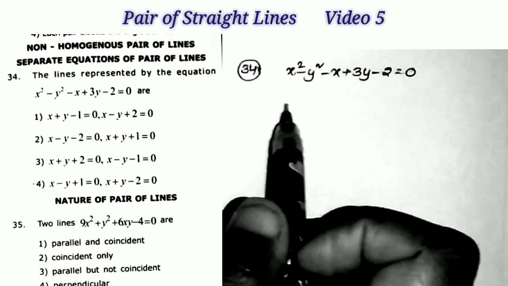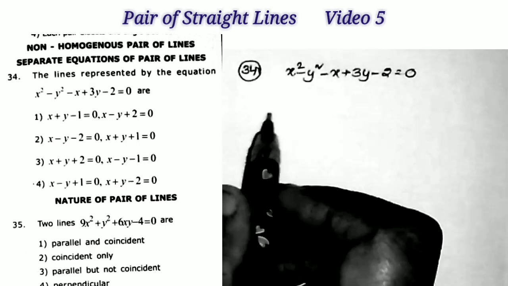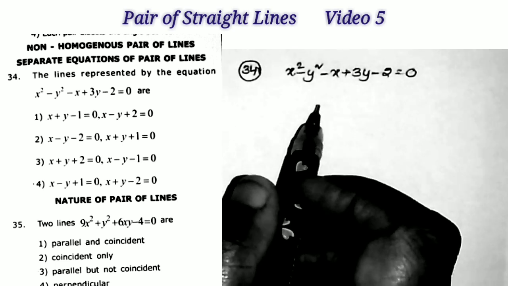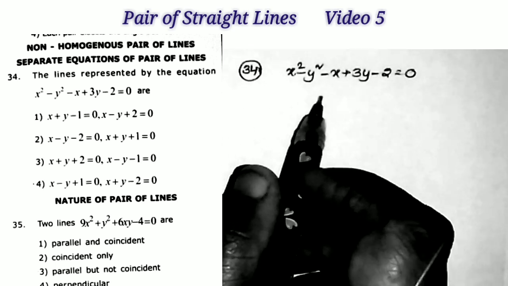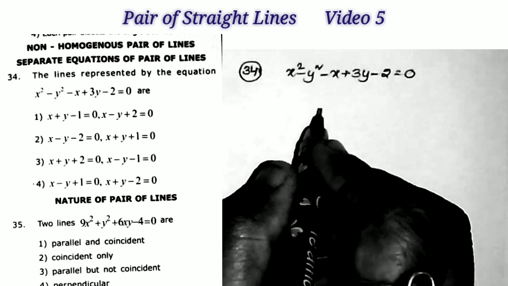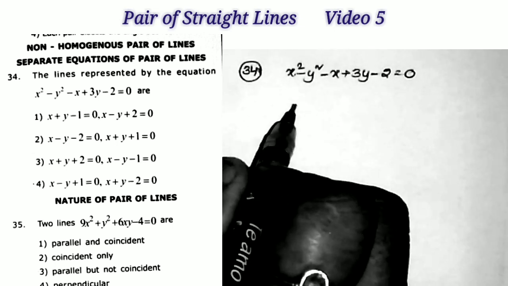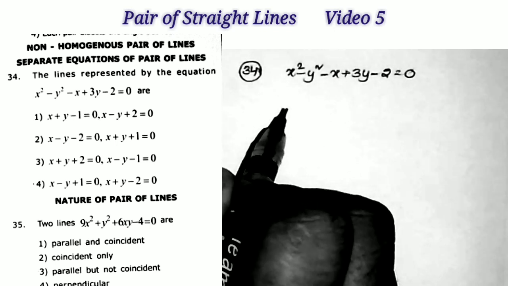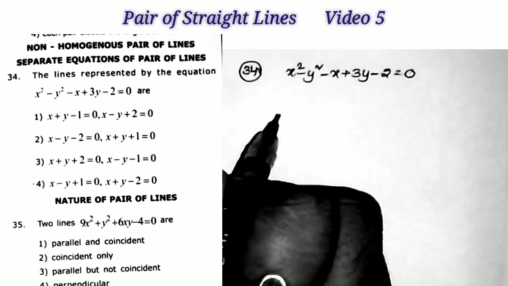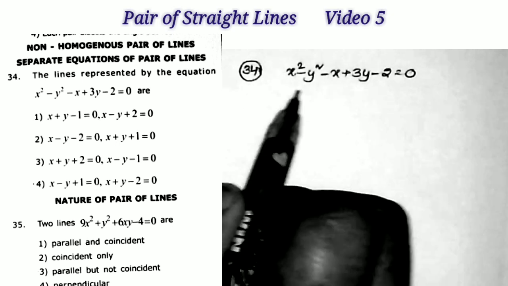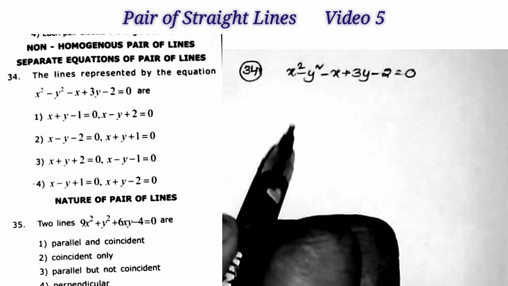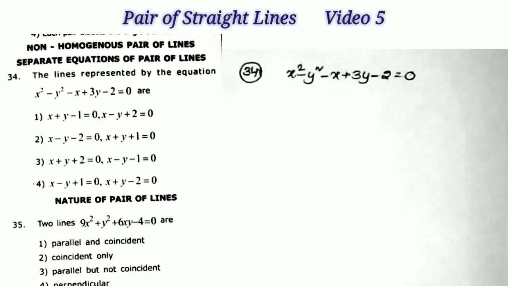This is sum number 34. The question: the lines represented by the equation x square minus y square minus x plus 3y minus 2 is equal to 0. Clearly we know that this is a pair of straight lines, meaning it represents two straight lines. We want the equations of the two lines. That is, we have to split the pair of straight lines into two lines.